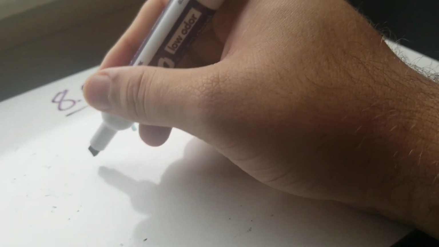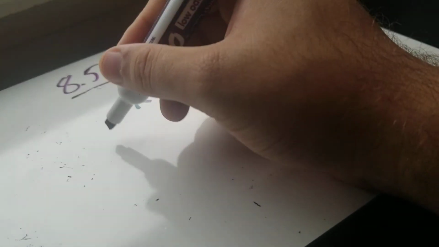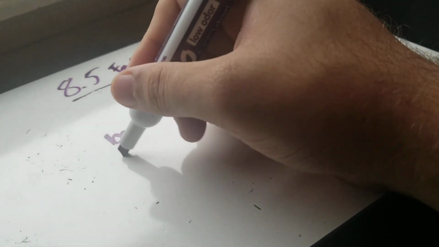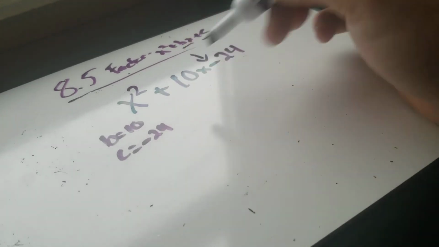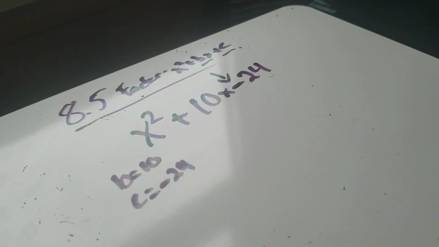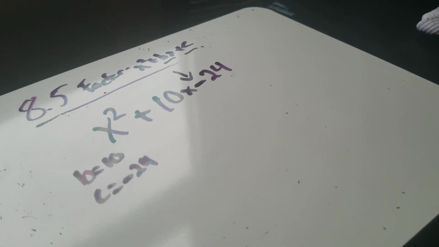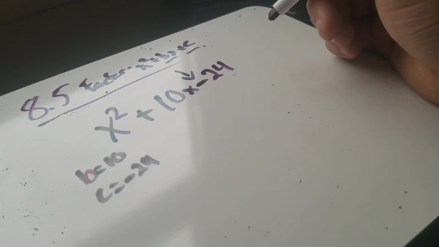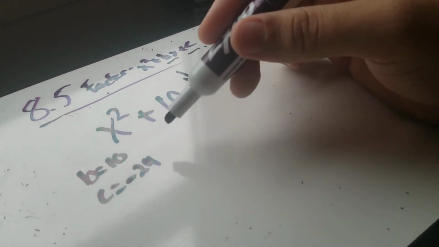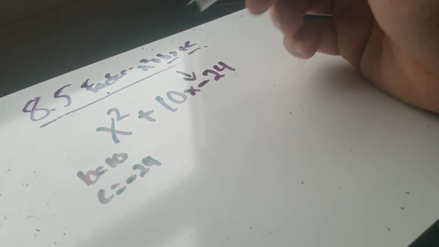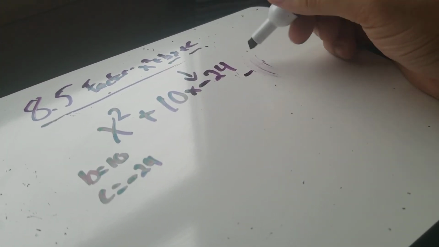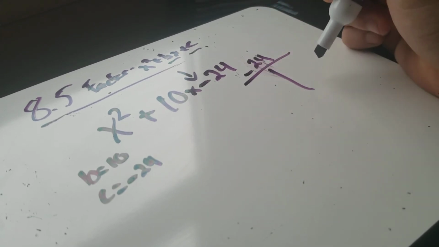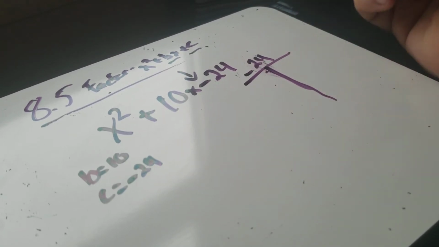Step 1, we're going to identify B and C. So B equals 10, and C equals negative 24, because it's a minus. Step 2. I'm sorry if the camera's going out of focus. I don't want that to happen. So, step 2, we're going to find what multiplies to C and adds to B. So that's negative 24. It has to multiply to negative 24.